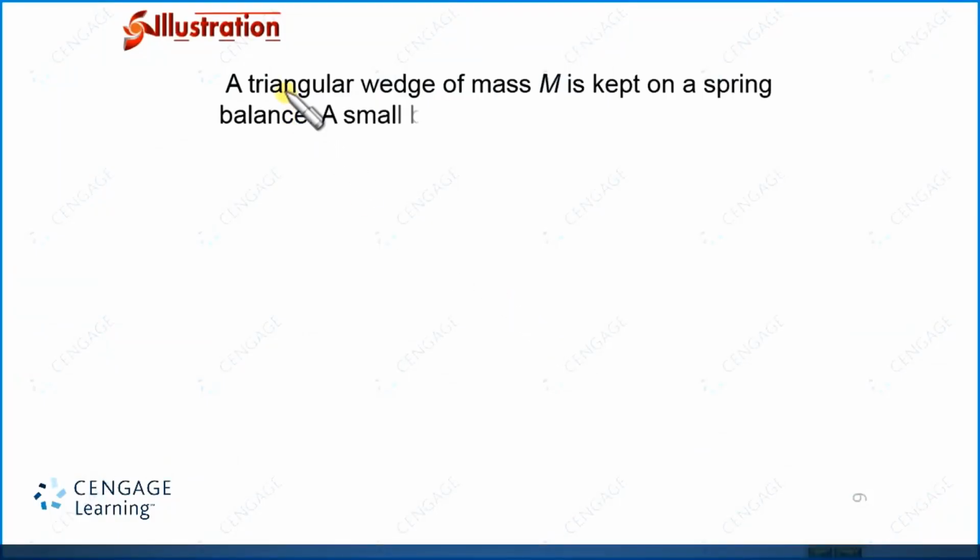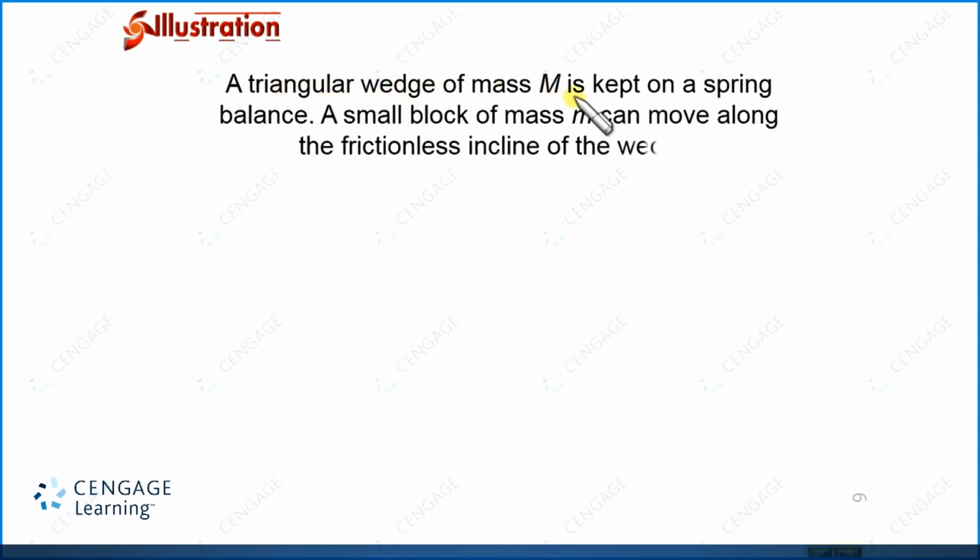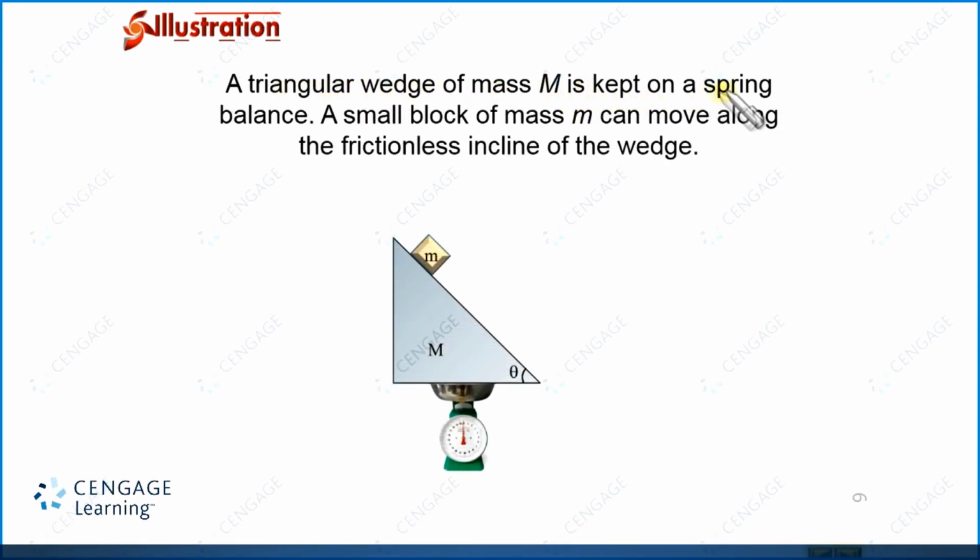In this illustration, we are given a triangular wedge of mass capital M kept on a spring balance. In the diagram, you can observe this is the spring balance, this is the triangular wedge. A small block of mass small m, this is the small block. That means the size of this block is very small in comparison to this capital M, the wedge. And it can move along the frictionless incline on the wedge. In this direction it can move, and capital M is not moving. It is kept on this weighing balance.